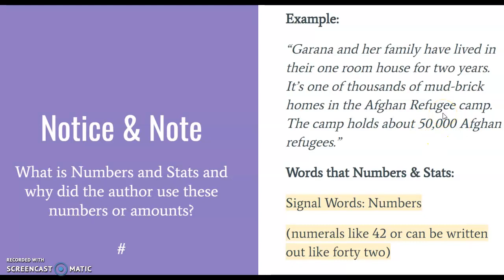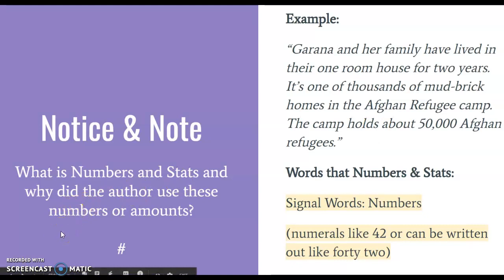So we might stop and ask ourselves, why did the author include these numbers? Well, I'm thinking that the author thought we probably didn't know too much about a refugee camp, and was using these as specific descriptions to let us know what was going on. And they included this one here, about 50,000, to let us know how big the camp actually was.